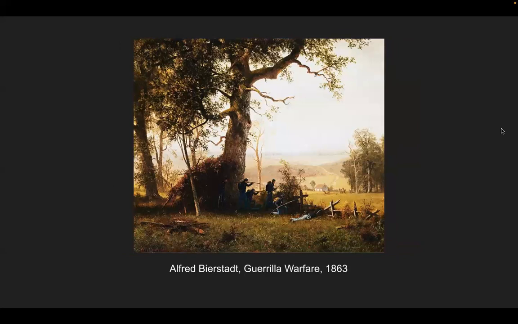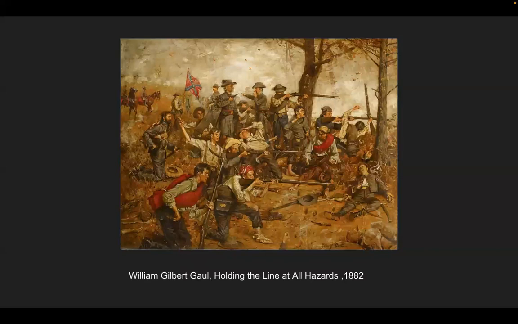Brarsted's guerrilla warfare, another sterilized view with painting. So painters painted what was aesthetically pleasing, what made the subjects look very heroic, very put together. There was not much blood and gore portrayed.